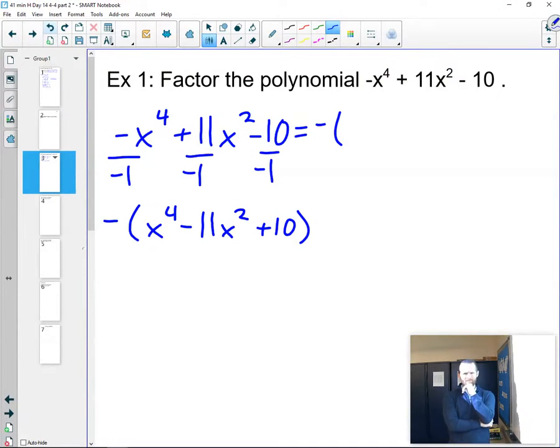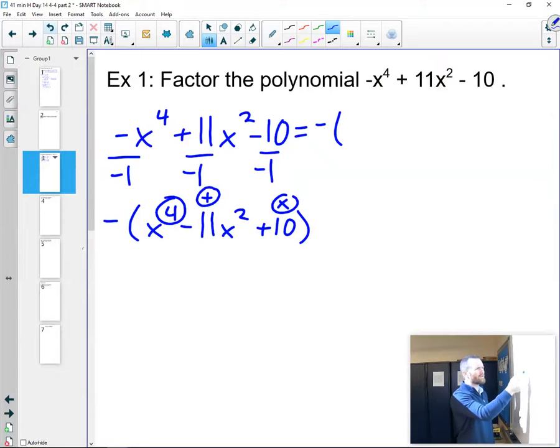Now, I mean, we know how to factor a trinomial. We're looking for two numbers that multiply to get to 10 and combine to get to a negative 11 because there's a lead coefficient of 1 here, so we don't need to use the stupid sentence. It's just simple trinomial factoring.